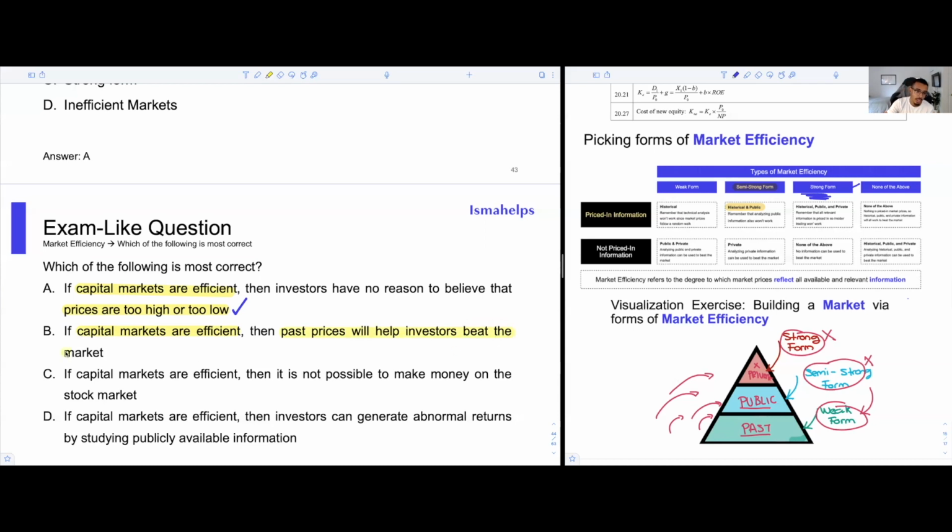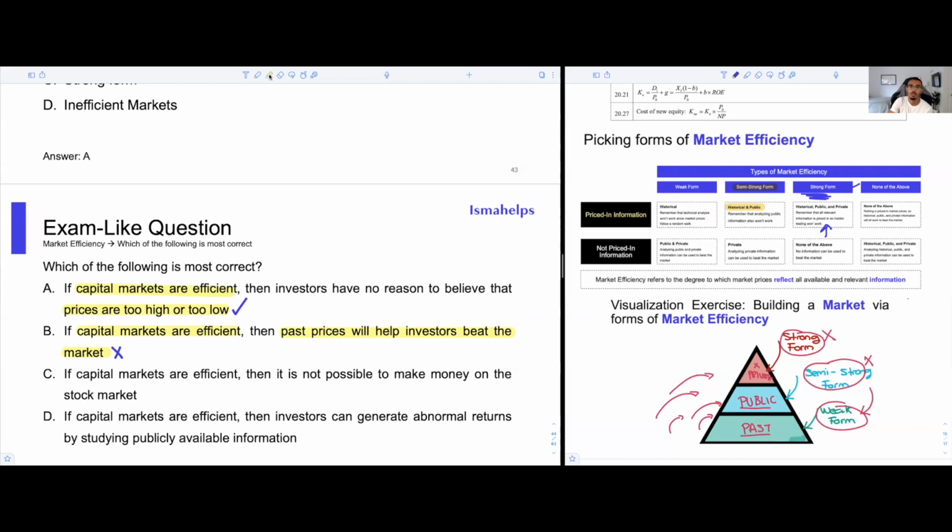That means that investors could look at historical prices in order to beat the market. Now, what we could look at here is what's priced in. We know that under a strong form of market efficiency, historical prices, public information, and private information are all priced in. In other words, past prices will not help investors to beat the market because that information is already considered in the stock value. So for that reason, B has to be wrong.